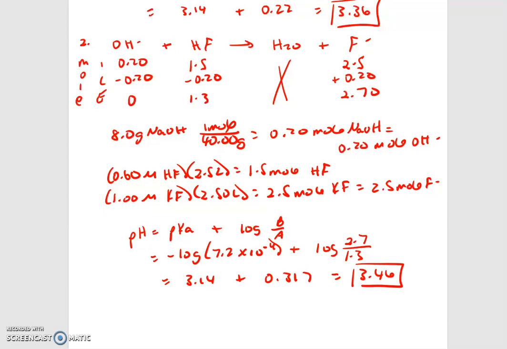Now I need to remember that when I take the sodium hydroxide and put it into water, it's a strong electrolyte. It's going to break up into sodium ions and hydroxide ions, and the sodium ions are spectator ions, so I'm not going to include them in my reaction. So I have my hydroxide ions, and I'm going to add them to my buffer solution.